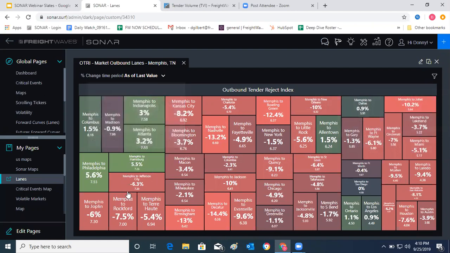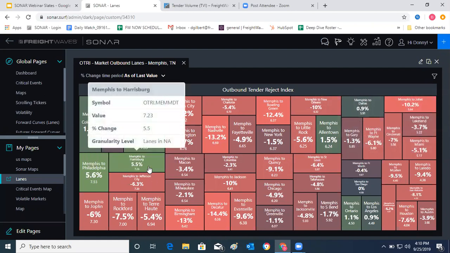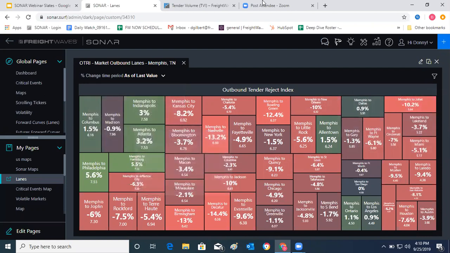You can find lanes that are similar and check out the tender rejection rates. And this might help you know what's going on if you have lanes that are similar. So a very, very good map to also know. Going back to our tender rejection rates, we also have inbound tender rejection rates.